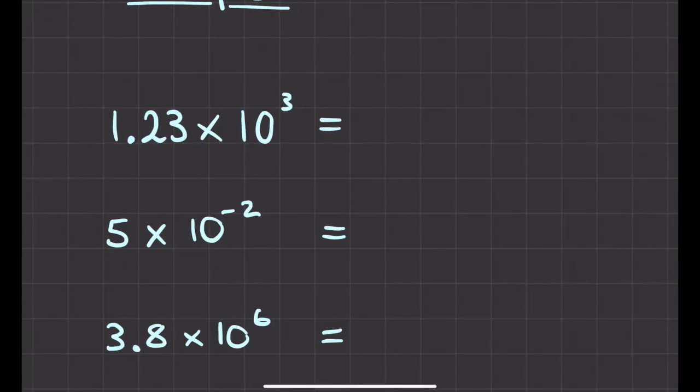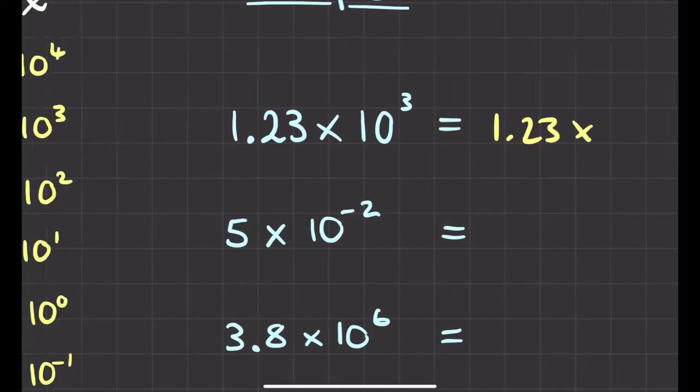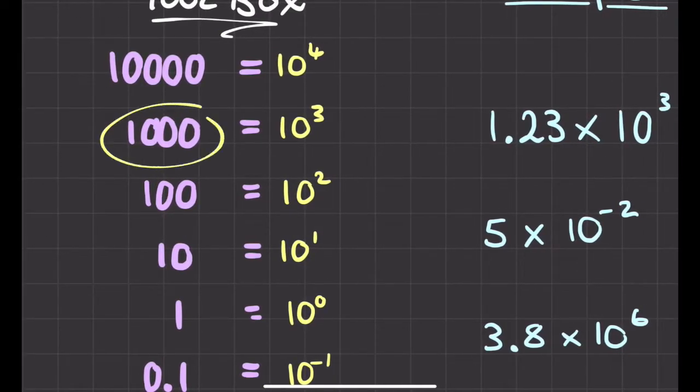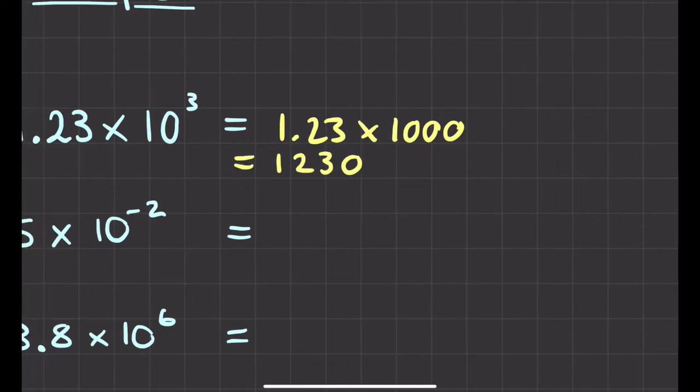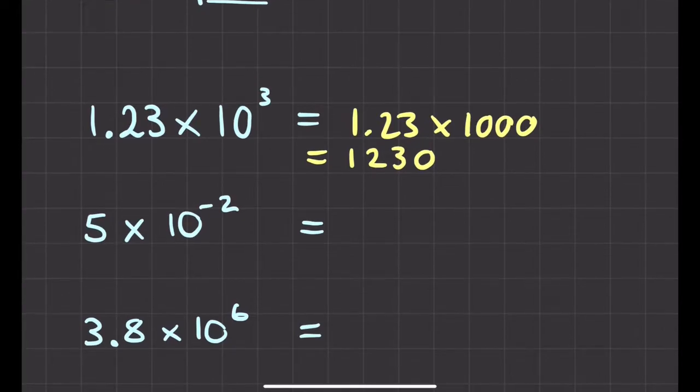So for this first one here, I've got 1.23 and I'm multiplying it by 10 to the power of 3. Now that, as a regular number, is 1,000. So really I'm just timesing this by 1,000. And if you can multiply numbers by 1, 10, 100, 1,000, then you can do this. So that will just be 1,230. Okay, that's one way that you can do it. I'll show you another way in a second.